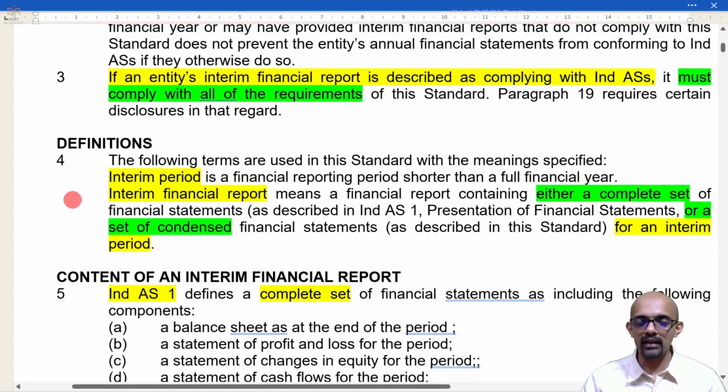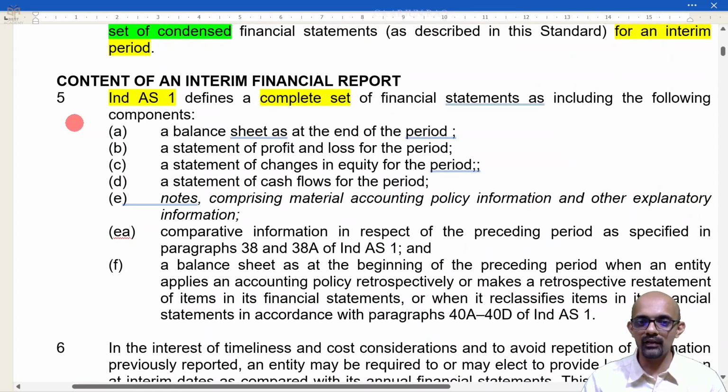So an interim financial report can be prepared by two methods. Either you prepare a complete set or a condensed set. The complete set is basically what we do for annual financial statements: two balance sheets, P&L, changes in equity, cash flow, notes, comparatives, and if necessary a third balance sheet in case there is retrospective restatement or application.